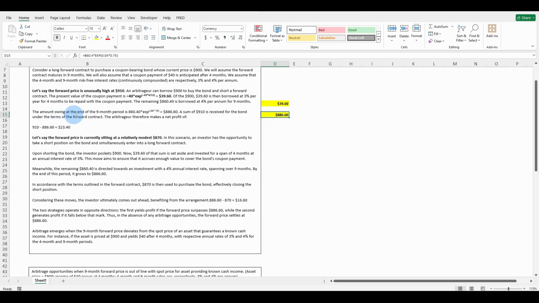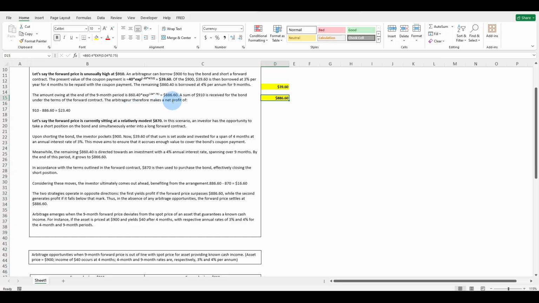The amount owing at the end of the 9-month period is 860.40 times the compounding factor, which is 886.60. A sum of 910 is received for the bond under the terms of the forward contract. The arbitrager therefore makes a net profit of 910 minus 886.60, which equals 23.40.